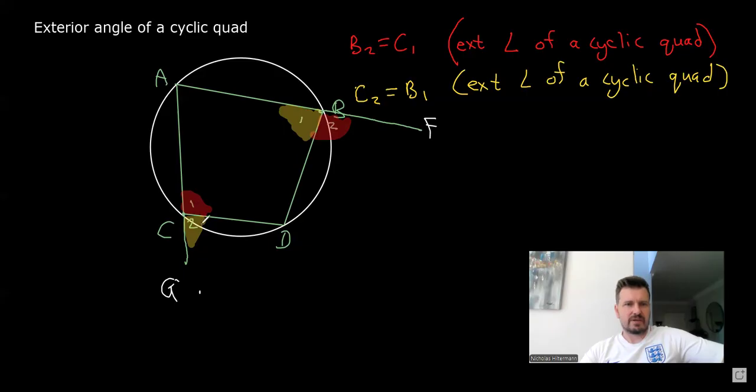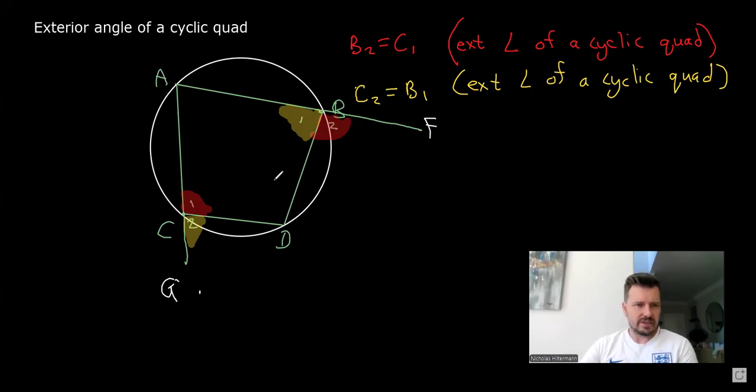So we see yellow and red, yellow equals yellow, red equals red. And so now we can see that B1 and C1 add up to 180, because we know yellow and red add up to 180. And that goes back to our opposite angles of a cyclic quad are supplementary, add up to 180.